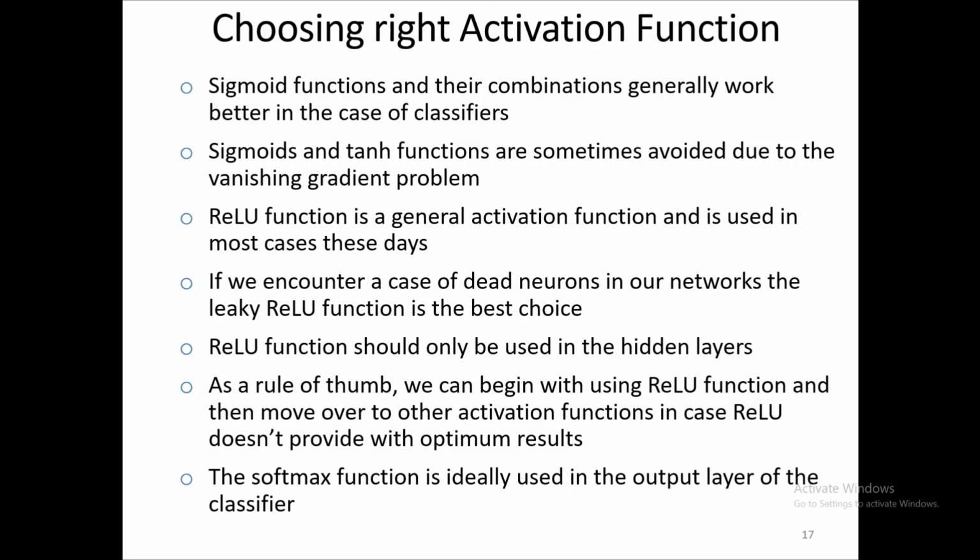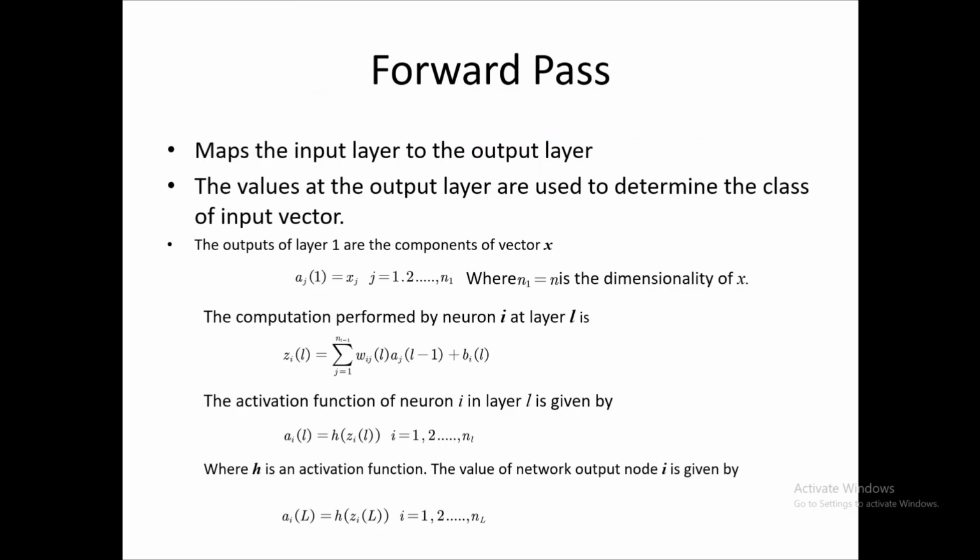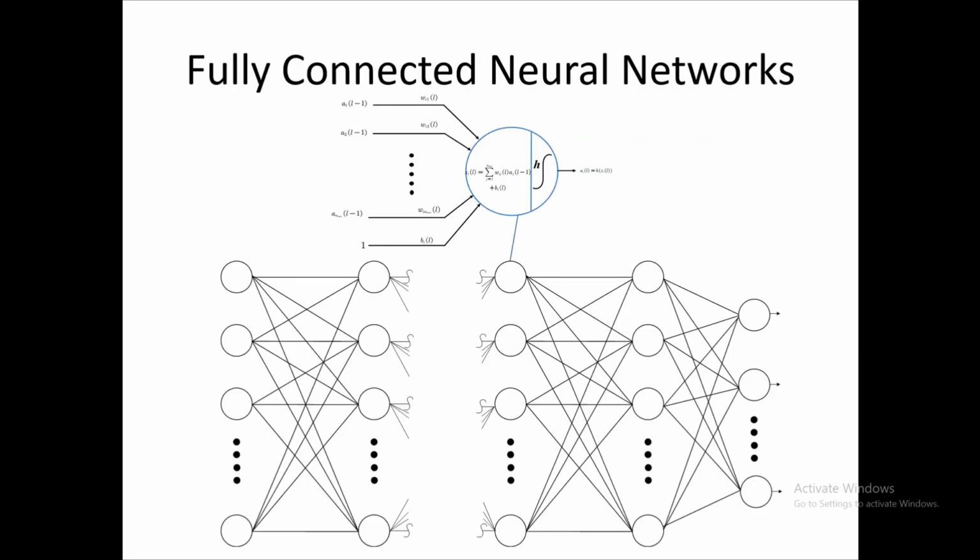We'll discuss the hidden layers and backpropagation in our subsequent classes. As a rule of thumb, we can begin with the ReLU function and then move over to other activation functions in case ReLU doesn't provide the optimum results. And the softmax function is ideally used in the output layer of the classifier. So this is all about activation functions, and next we will see fully connected layers in the next video.